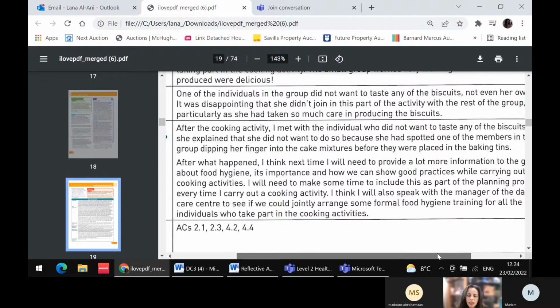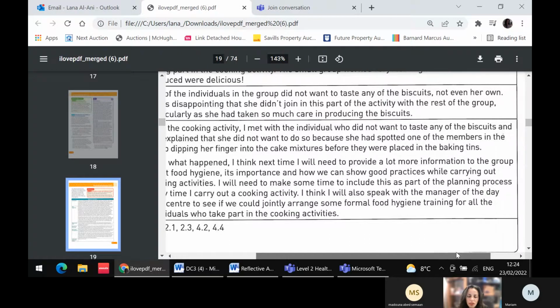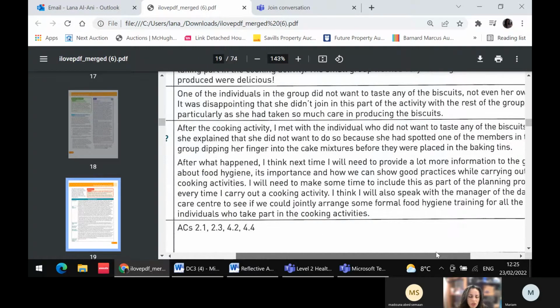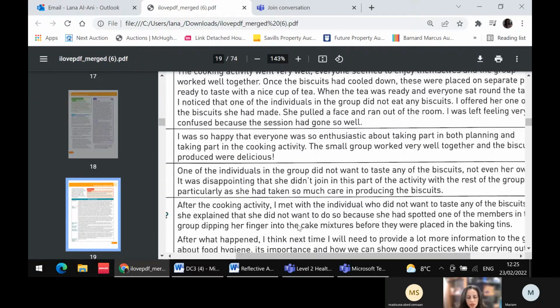After what happened, I think next time I will need to provide a lot more information to the group about food hygiene before we start cooking. So this is an example of how to write your own.